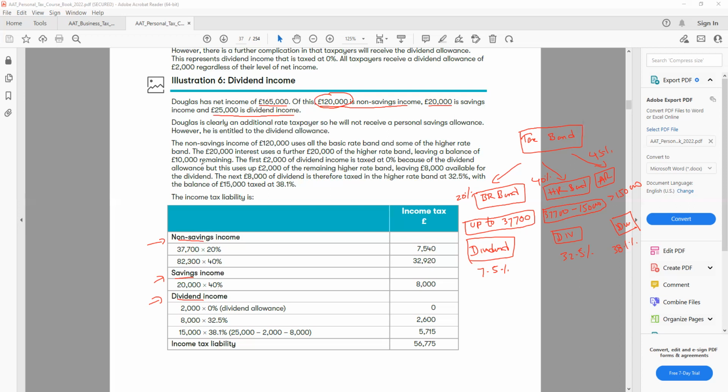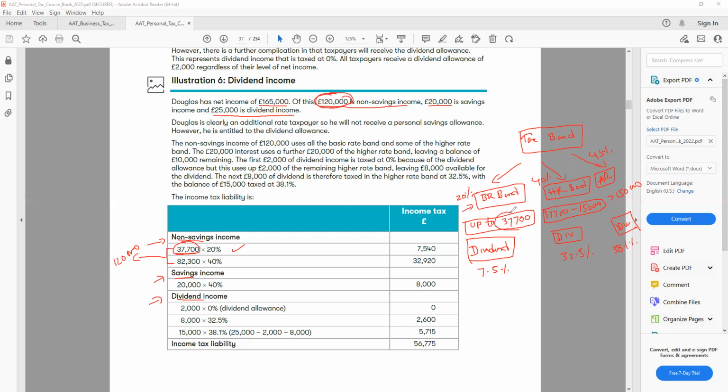Now, if you look at this question, they said our non-savings income is 120,000. So with the non-savings, I have to cover 120,000. Now this 120,000 is split into two categories, 37,700 and the balance of 120, which is 82,300. So you always keep 37,700 first, and the remaining balance we write here, because the first 37,700 is 20%, because this comes under the basic rate band.